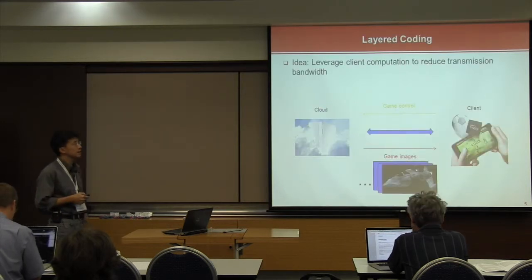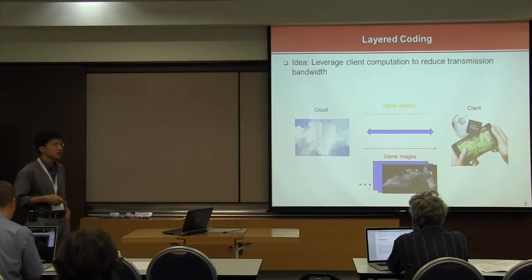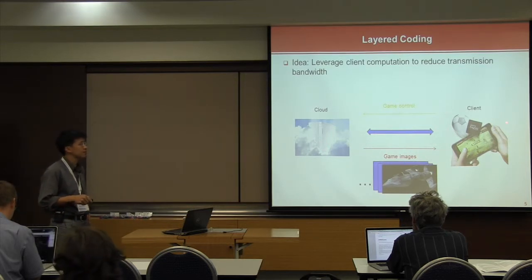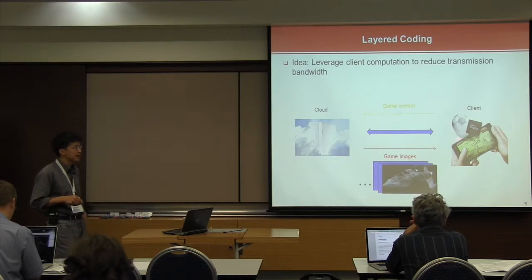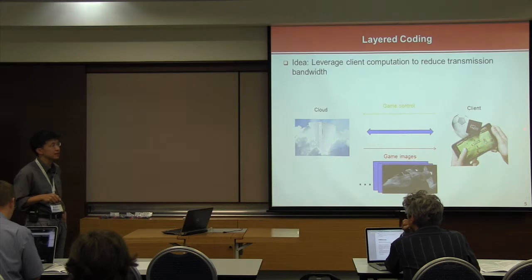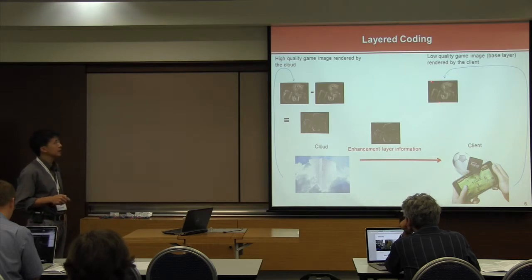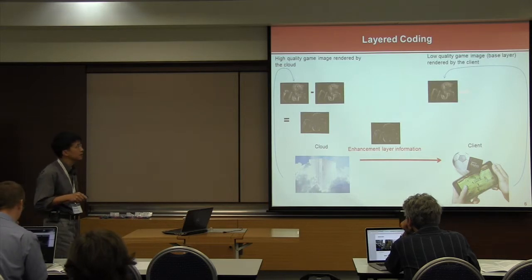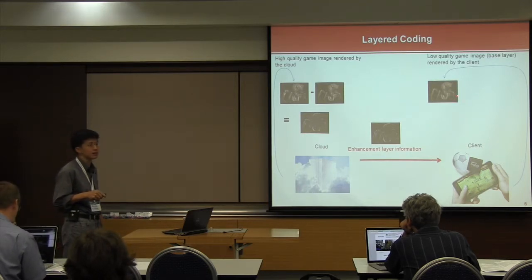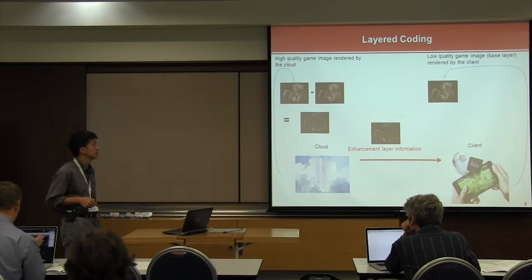And the idea of layer coding is to leverage the client computation to reduce the transmission bandwidth for sending these high-quality game images. Increasingly, mobile devices will have some rendering capability, and we attempt to leverage this rendering capability to reduce the transmission bandwidth for sending these high-quality game images. In particular, in our layer coding, the client will render a low-quality game image, or the base layer, on the mobile device, and the quality of this base layer is limited by the computational capability of the mobile device.